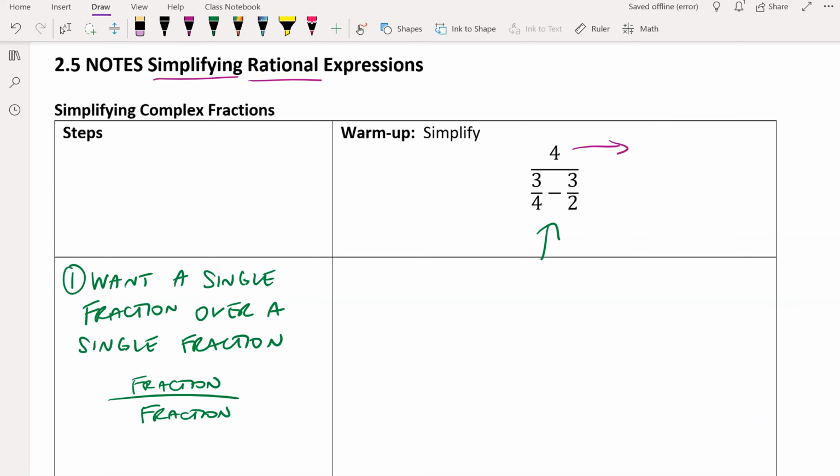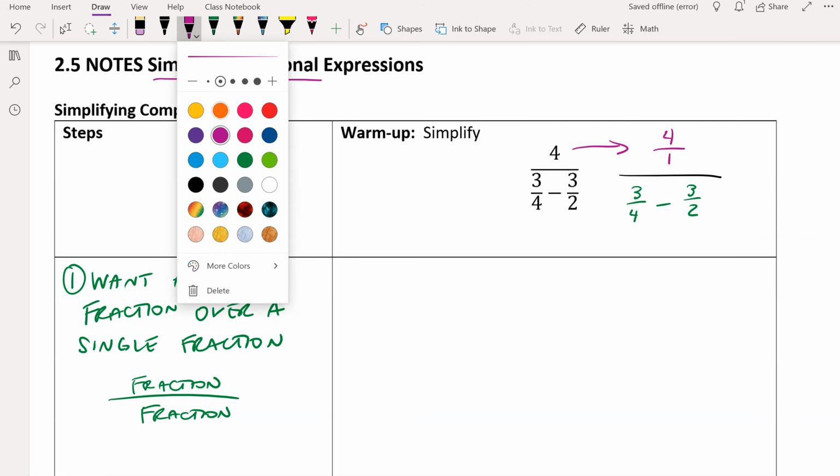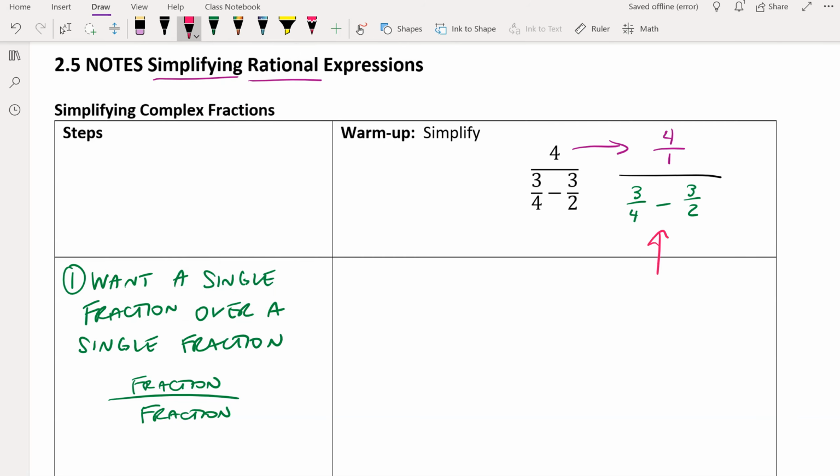We can write 4 as 4 over 1. So that's a fraction. And then we have that over 2 fractions though, 3/4 minus 3/2. We want 1 fraction over 1 fraction. So the first thing that we're going to do is take care of these 2 fractions. We're going to combine them. How do we subtract fractions? What's the first thing we need to do before we can subtract fractions? We need to get a common denominator. So let's make sure that we get a common denominator.